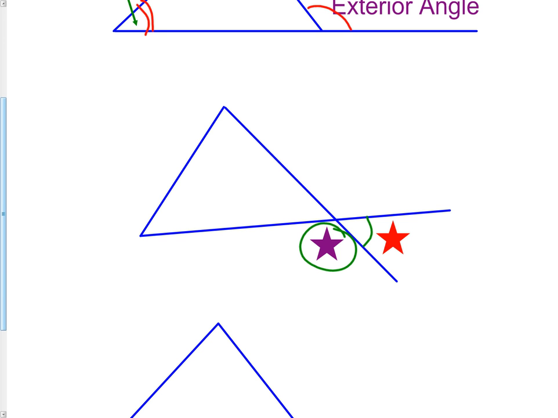Now we could use our exterior angles over there. It's a little different look, but the purple star does actually count as an exterior angle.